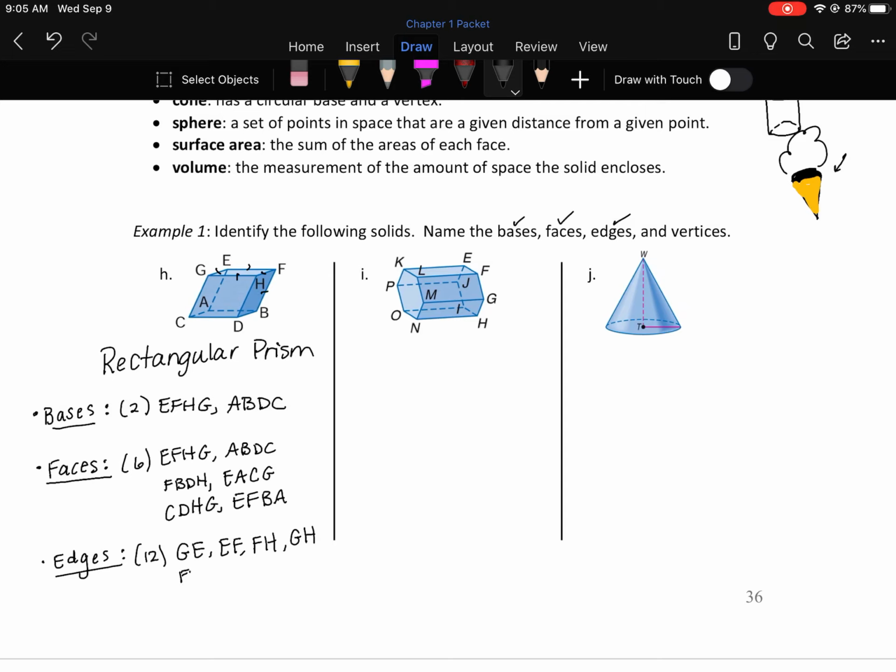F to B, B to D, D to H, all right, C to D, A to B, A to C, C to G, and A to E. We have all 12. And last but not least, we have all the vertices.